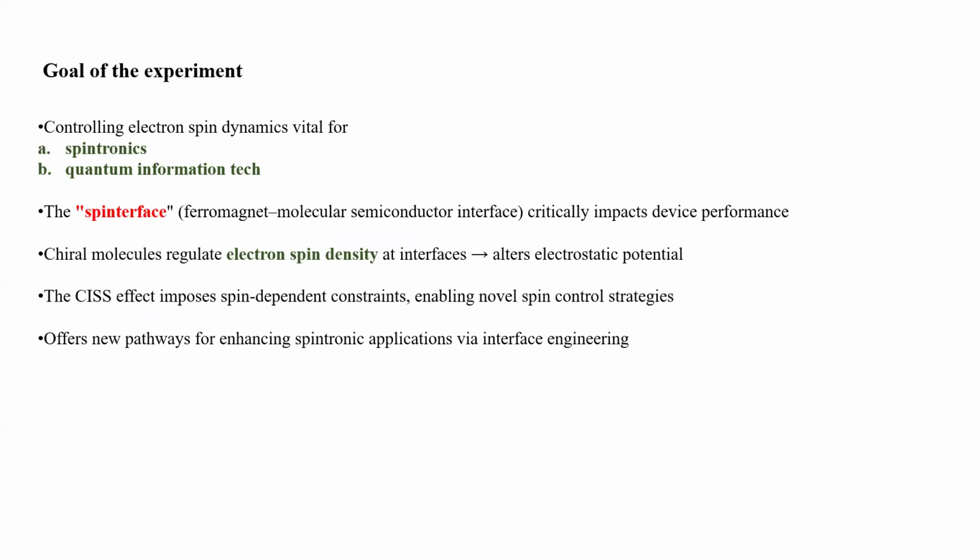There are certain goals of the experiment, which include understanding the electron dynamics in spintronics and quantum information technologies, to understand what is going on at the spin interface, how chiral molecules regulate the electron spin density at the interfaces, and how CISS can have an effect that imposes spin-dependent constraints on the above points.